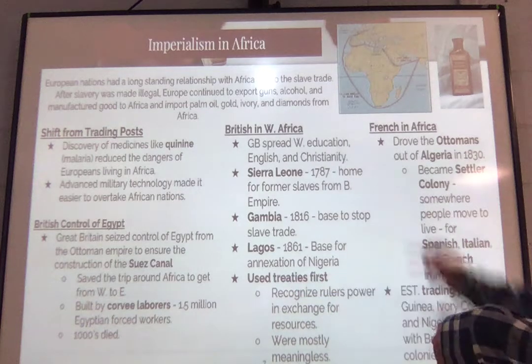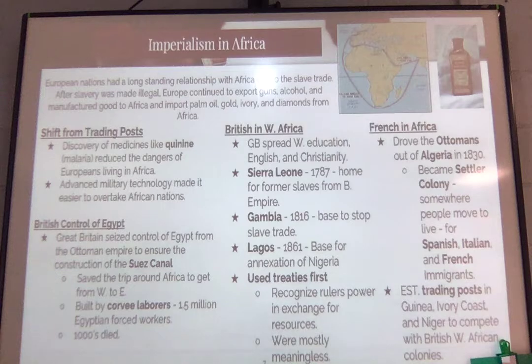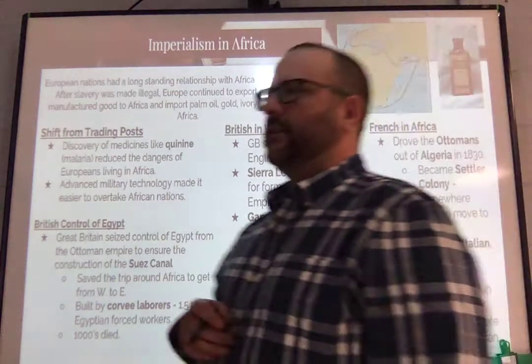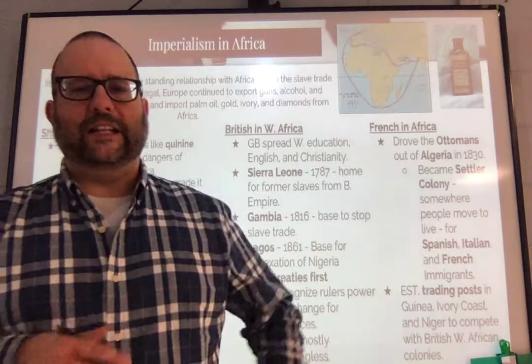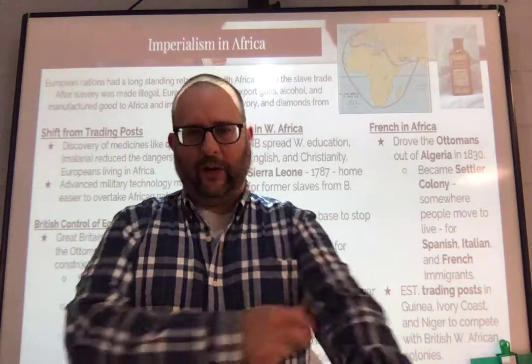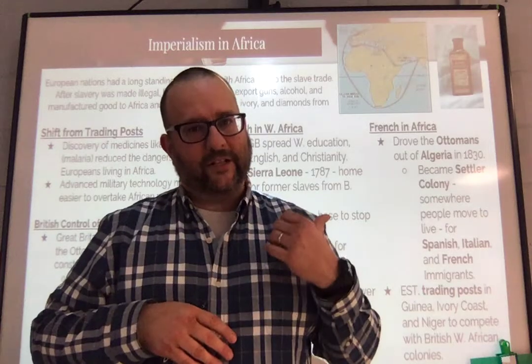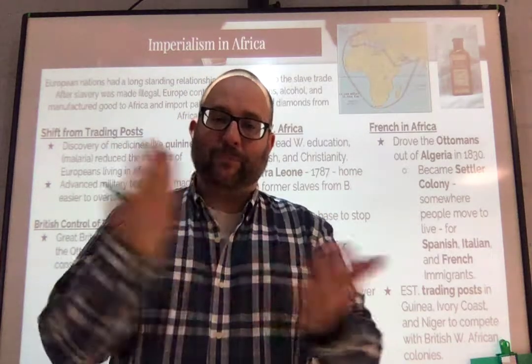I told you in the last video that the French are in Africa, and they are the ones that drive the Ottomans out of Algeria, which is over there, and it became what's called a settler colony. Now, by definition, a settler colony is somewhere that people move to live, for Spanish, Italian, and French immigrants. So in a way, you could say it is a sanctuary colony. And they will establish trading posts in Guinea, the Ivory Coast, and Niger to compete with the British West African colonies. So you can see there's a really fine line between economic and political power, and sometimes those lines get very blurry, as it does in Africa, because money is power.